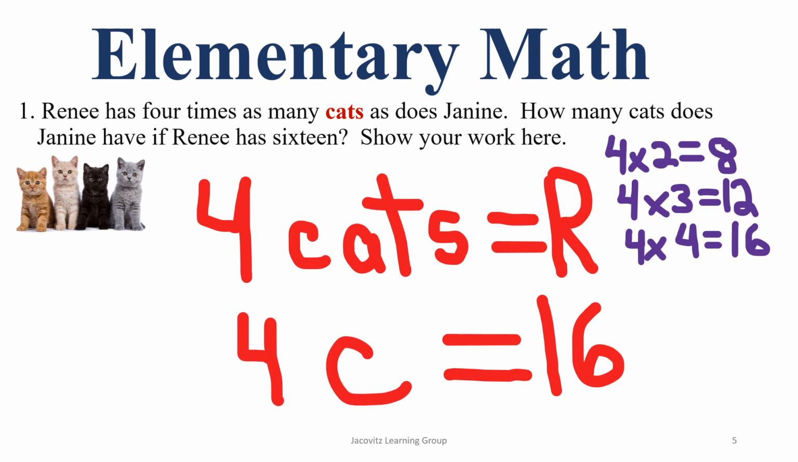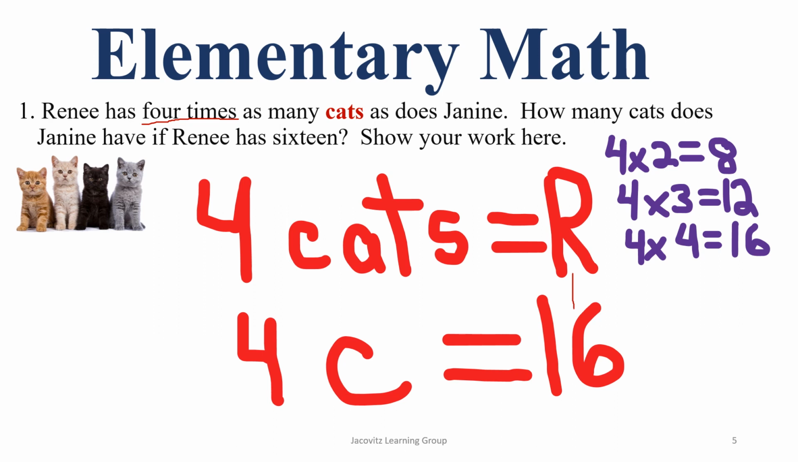So let's look at a problem using cats and using the 4 times table. Renee has 4 times as many cats as does Janine. How many cats does Janine have if Renee has 16? So you're setting up an equation. 4 cats actually equals what Janine has. But we want to know how many cats does Janine have if Renee has 16. This is given to you.